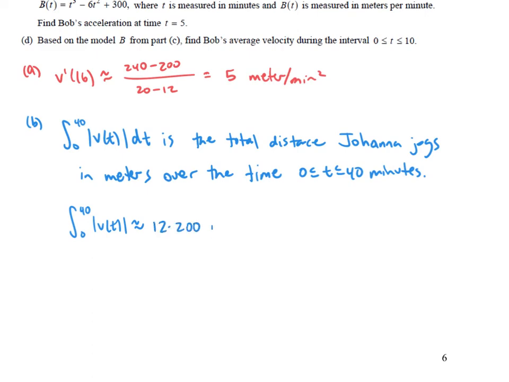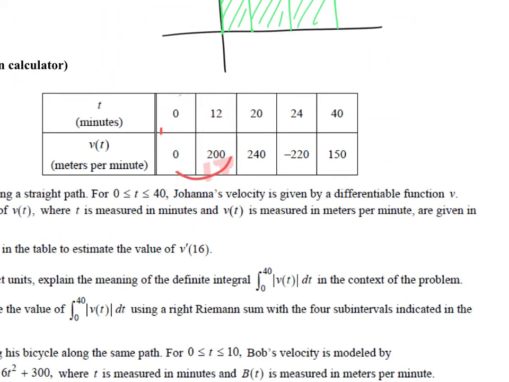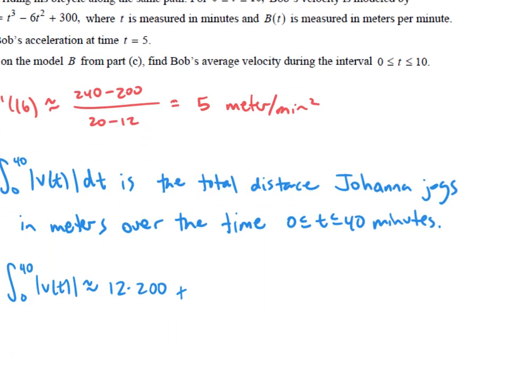If you look at the next interval, and I'll just do one more here, and then I'll put out the rest, you're looking at 12 to 20, and so the base is going to be 8 from 12 to 20. The height is based on the right side, which is 240. So the next rectangle is going to be 8 times 240, and then we have 4 times 220. Keep in mind that next one, the velocity needs to be positive because we're taking the absolute value. So I know it's negative in the table, but make sure that you make it positive because of the absolute value. And that's it. That's going to be our total.